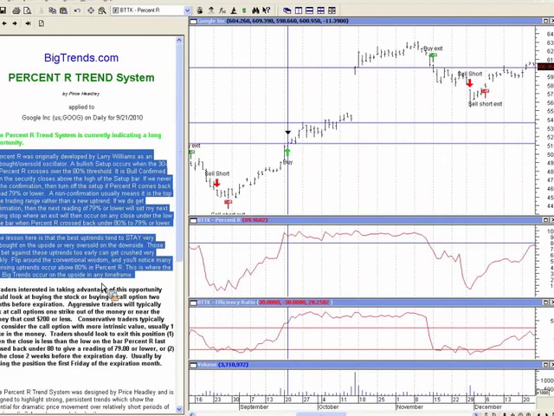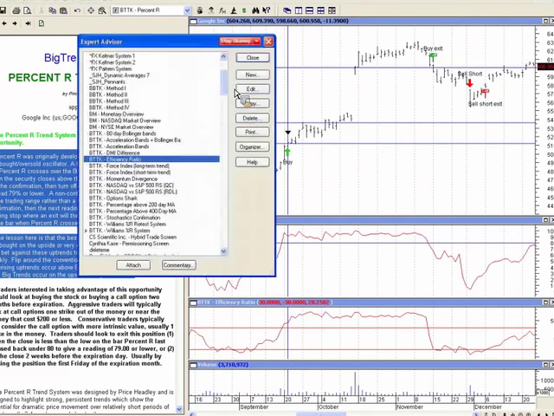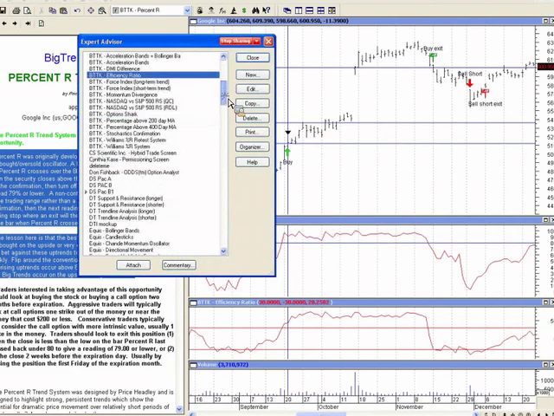I'm going to go off in a bit of a different direction. I'm going to talk a little bit about some of the other systems that are in the toolkit and what they do real quick, and then we'll wrap up. So let me open up the expert advisor here, and we'll see which ones stand out that I can tell you about.